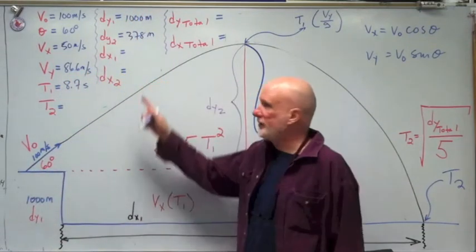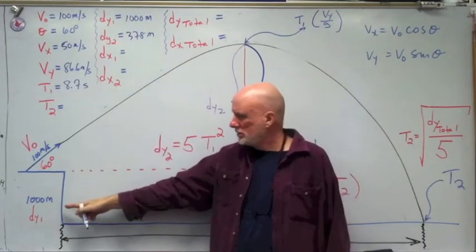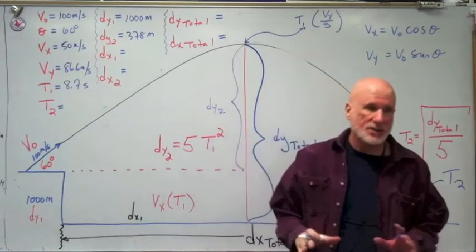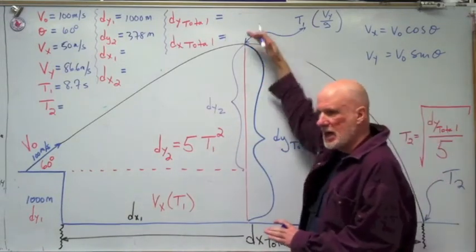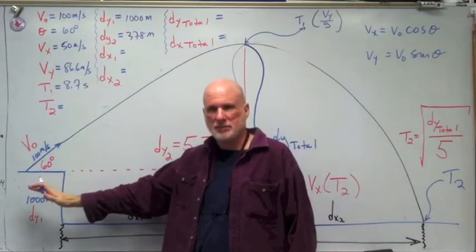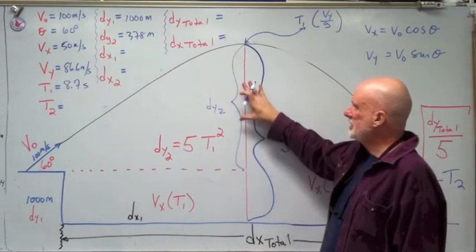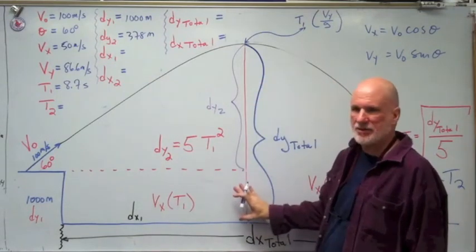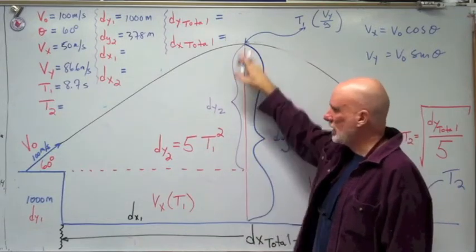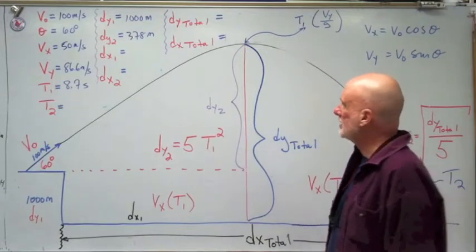A 1,000 is also given. I neglected to put 1,000 down for dy1. This is not drawn to scale. This is 378 and this is 1,000. So the total height is going to be 1,378.